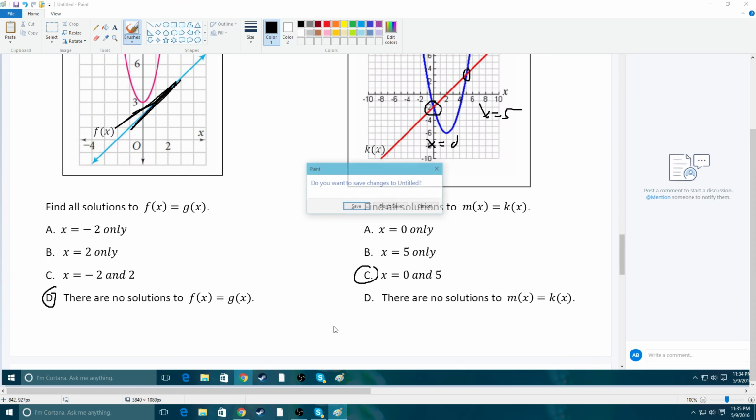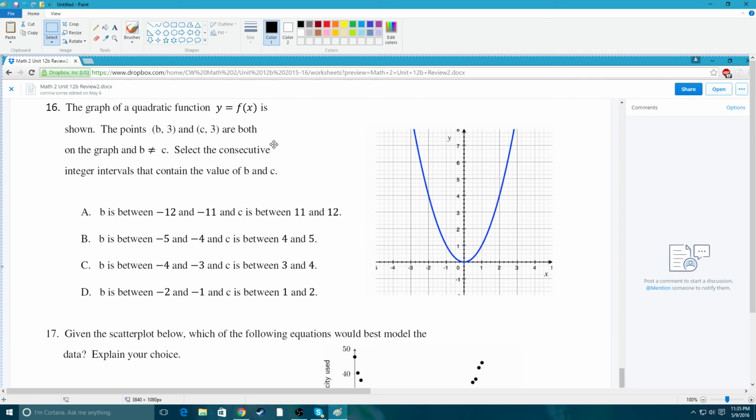Okay, so this is the graph of the function. The points b comma 3. So we're looking for these points right here where the y-axis is at 3. So these 2 spots. Okay. So b is between negative 12 and negative 11. Well, it's actually more like between negative 2 and 1. So that would be D. And then c right here ends up being between positive 2 and positive 1.